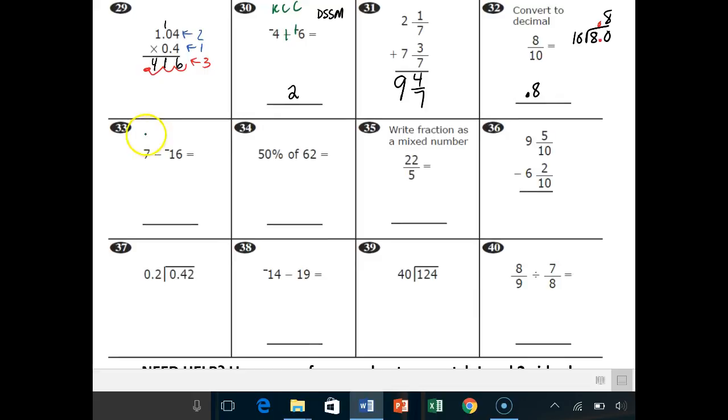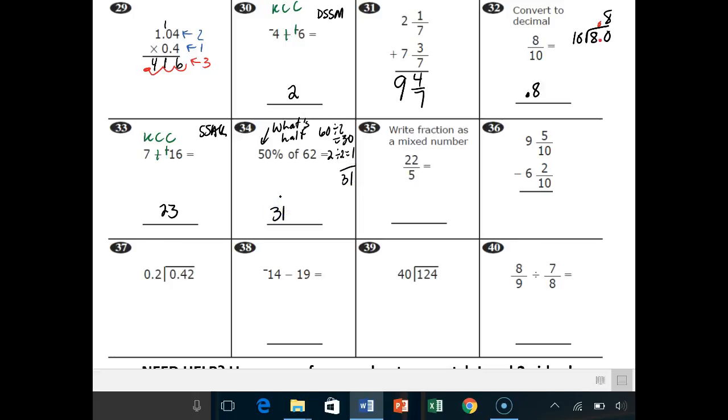KCC, keep, change, change. What does this become? It just becomes an SSAK. Same signs, add, keep. They're both positive. It just becomes 7 plus 16, which is 23. This you could literally do in your head. It's basically just saying, what's half of 62? So half of 60 is 30. And then half of 2 is 1. So your answer should be 31, right?